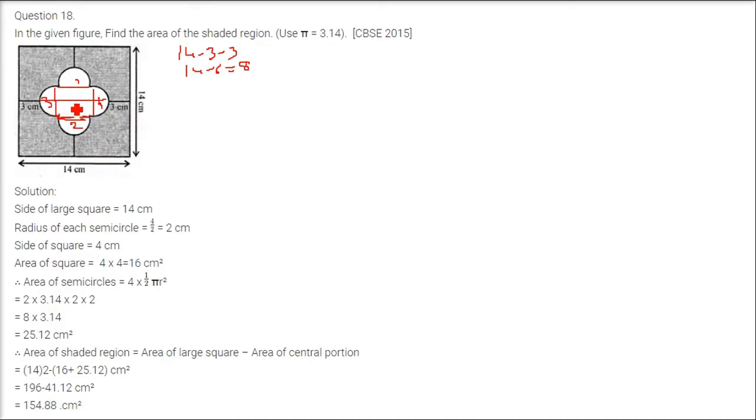14 minus 3 is 8. From here to here it is 8. So from here to here it is 4. This will be 2 and this will be 2. Then only it will make 8, because this is a square inside. So we have 1, 2, 3, 4.